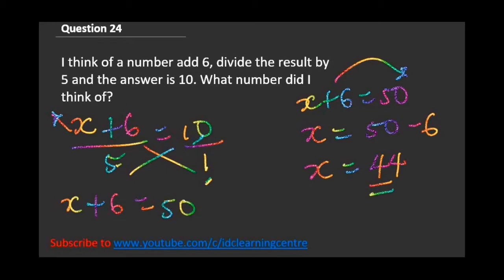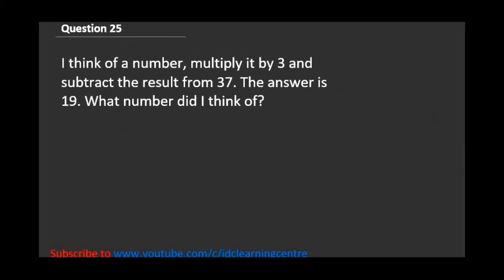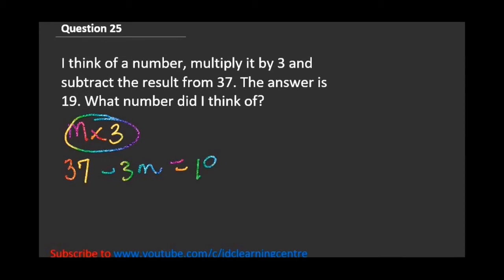Okay, question 25. I think of a number, let the number be x again, or let's use a different letter, let the number be m. Multiply it by 3, okay? Subtract the result from 37. So we have 37. M times 3 is 3m. Subtract this result from 37: 37 minus 3m. The answer is 19. What number did I think of?